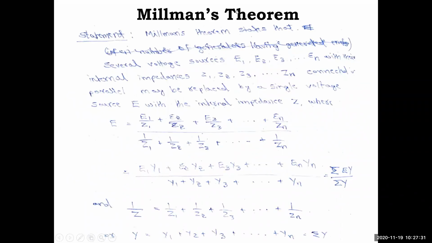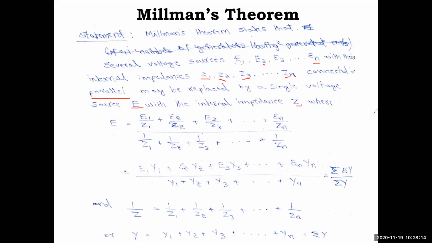Statement: Millman's theorem states that several voltage sources E1, E2, E3 up to En, with their internal impedances Z1, Z2, Z3, up to Zn, connected in parallel, I am not discussing particularly a resistor, inductor or capacitor, but in general voltage sources in series with internal impedances, connected in parallel, may be replaced by a single voltage source E and an internal impedance Z.